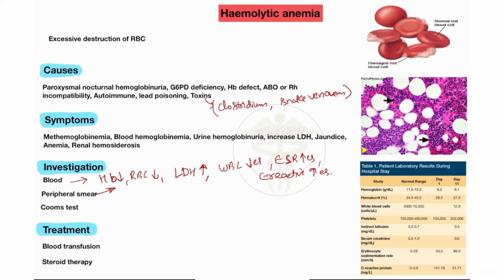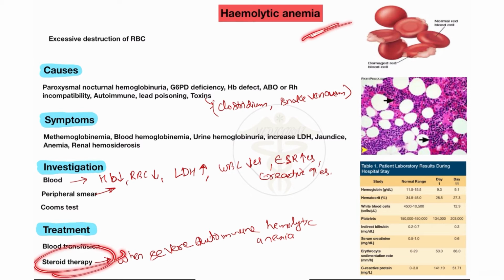In some cases we will provide steroid therapy, because when severe autoimmune hemolytic anemia occurs, there is very high destruction of hemoglobin and RBC. I already said this is mostly an autoimmune disease, autoimmune hemolytic anemia. So we will provide steroid therapy to the patient with hemolytic type of anemia. So this is all about hemolytic type of anemia.